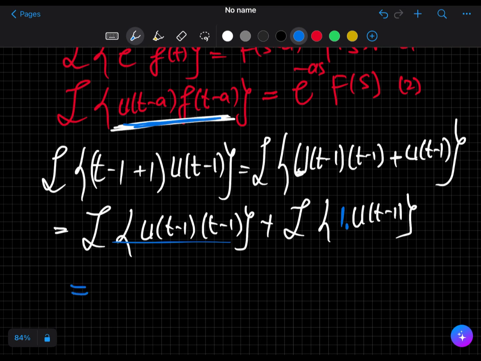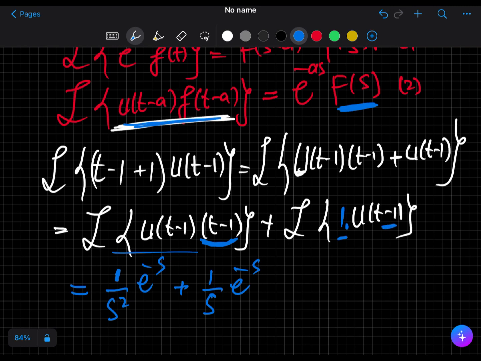So this will give me 1 over s squared times e^(minus s), because here it is t minus 1, but I find the Laplace transform of t, because here it is F(s), not F(s minus something). Okay, so I have this plus, here I have 1. So it will give me 1 over s, because the Laplace transform of 1 is 1 over s. Then I have e^(minus s) because here a is 1.